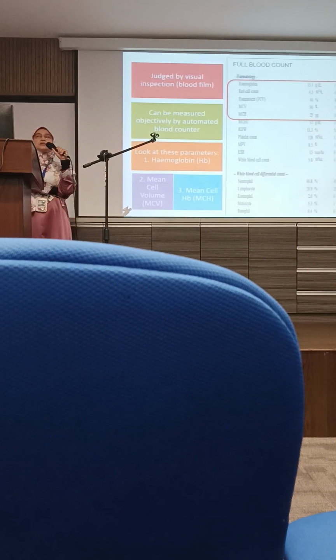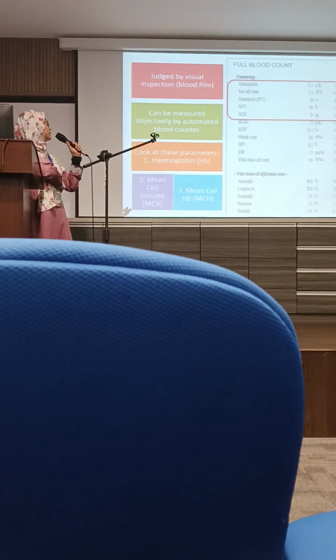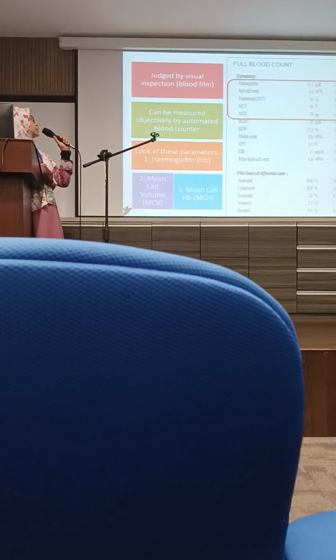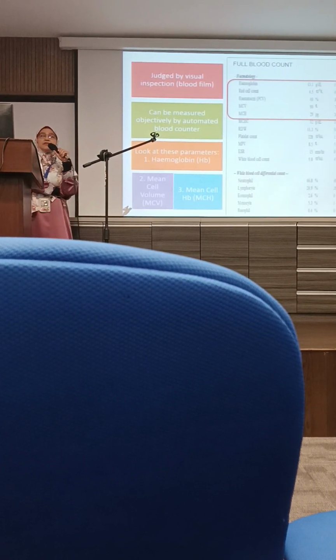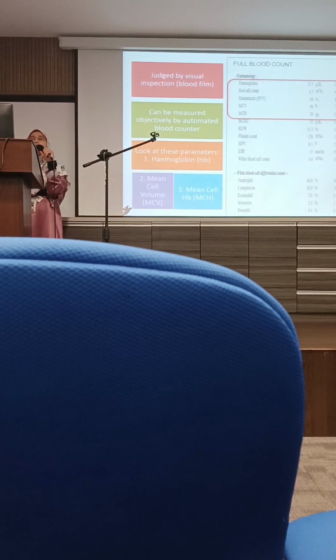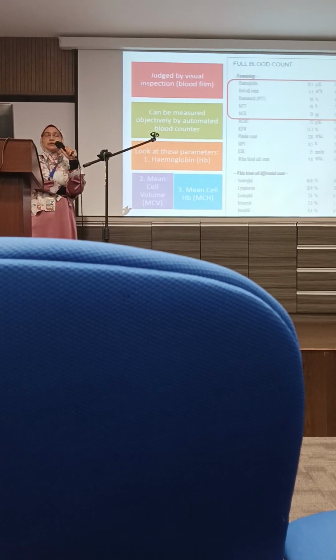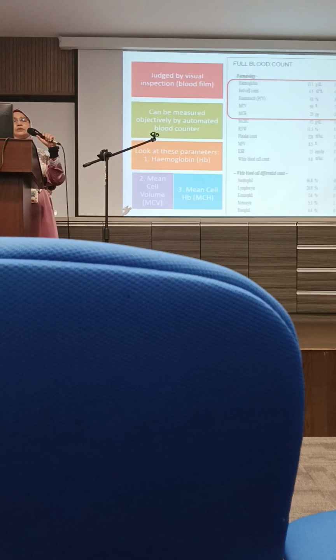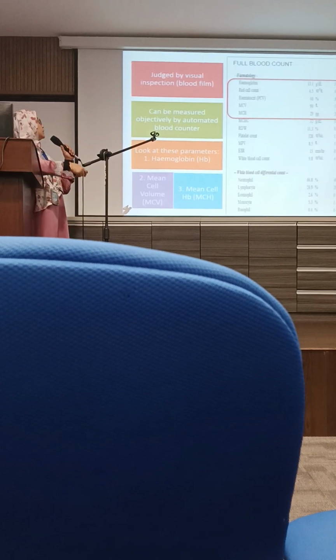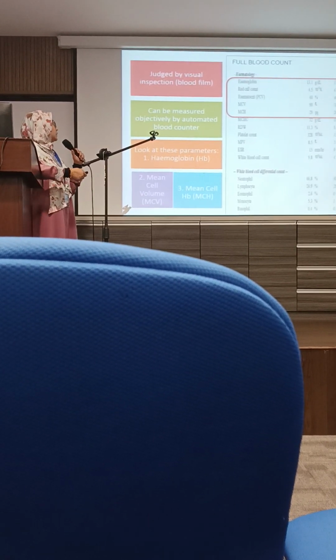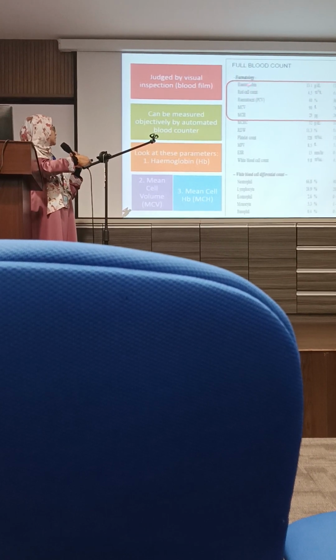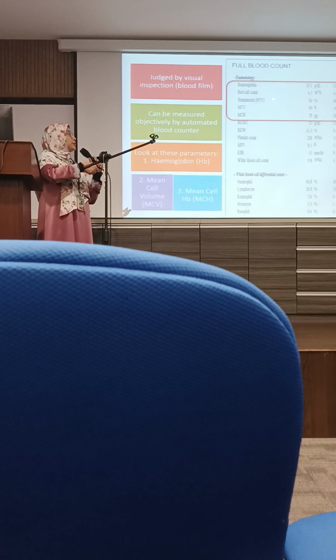And the morphological classification of anemia can be judged by visual inspection. You look at the blood film. Okay. And in the current full blood count machine, it can be measured objectively. When you look at the full blood count results, you can see hemoglobin, red cell count, hematocrit, MCV, MCH. These are the parameters that are important.